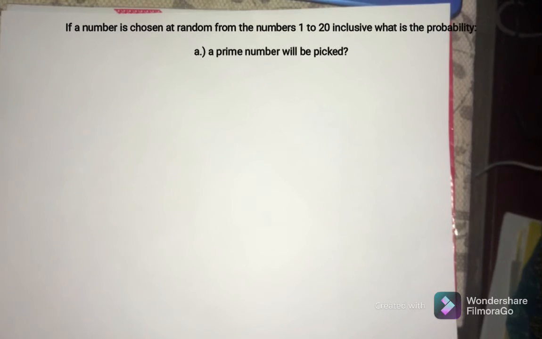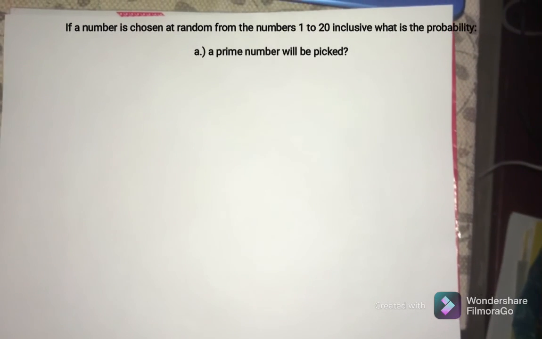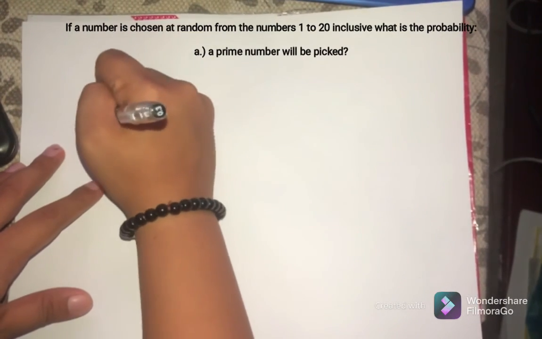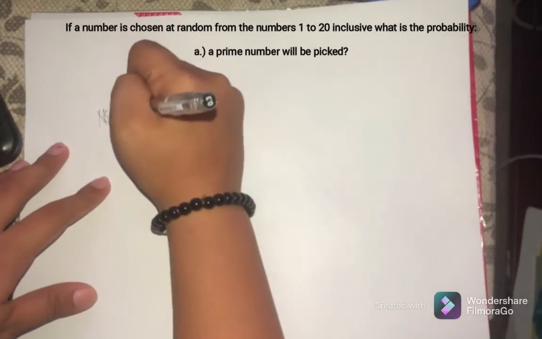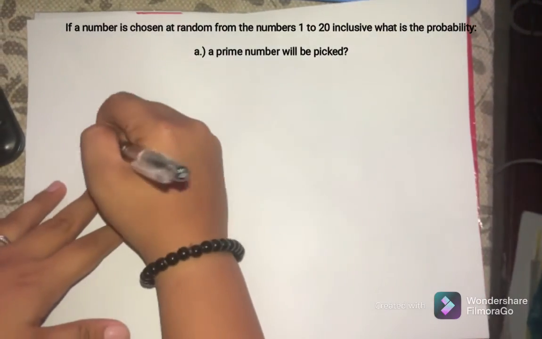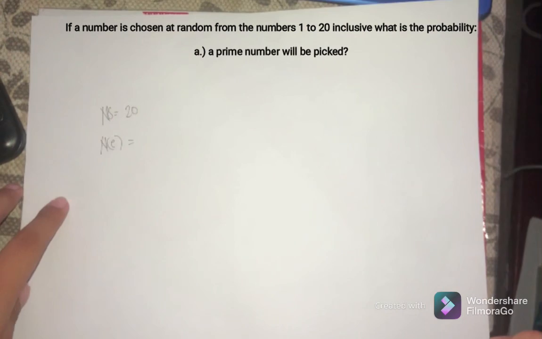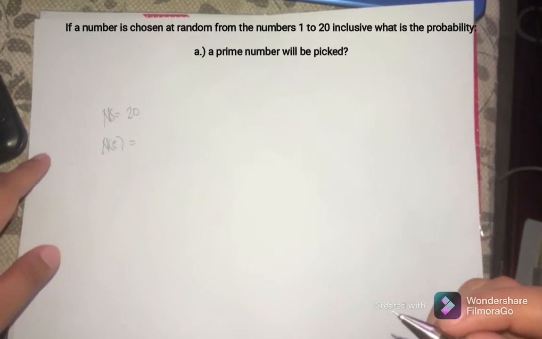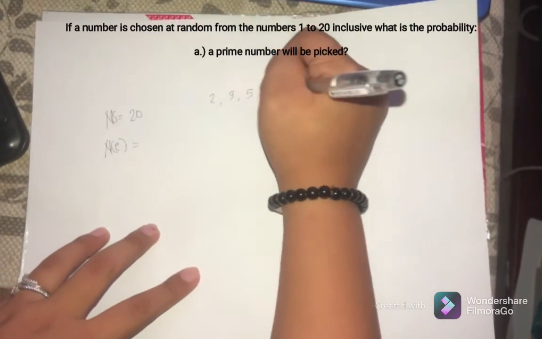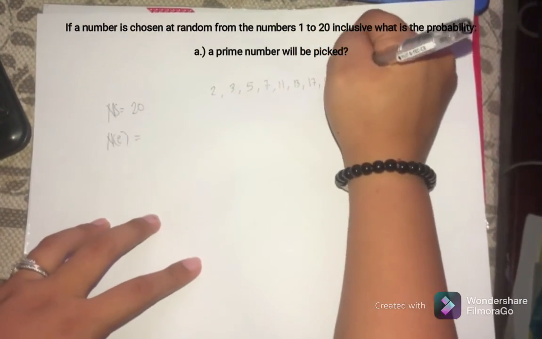Another example: if a number is chosen at random from the numbers 1 to 20 inclusive, what is the probability that a prime number will be picked? Here the sample space equals 20, because the numbers are 1 to 20. Our event, what we will count, is the prime number. So what are the prime numbers in 1 to 20? They are 2, 3, 5, 7, 11, 13, 17, and 19.